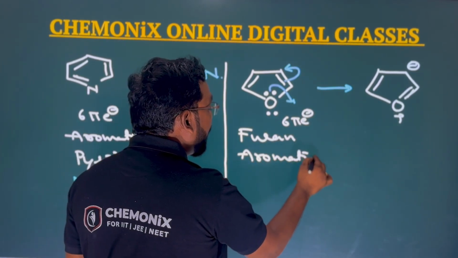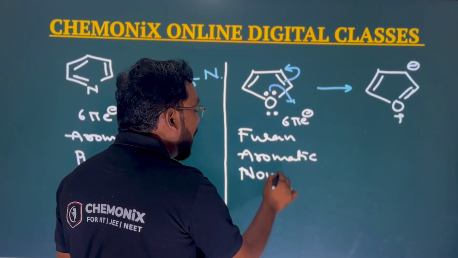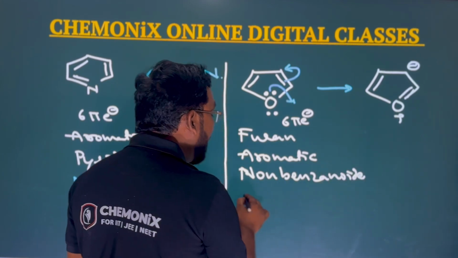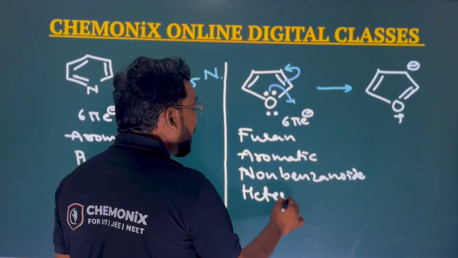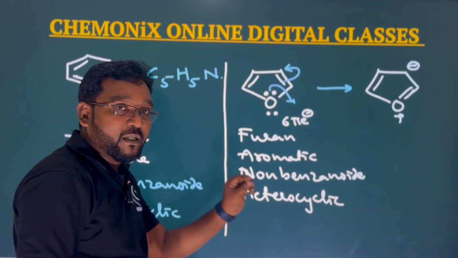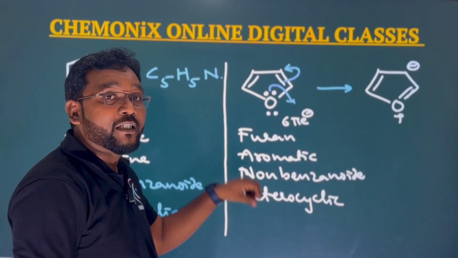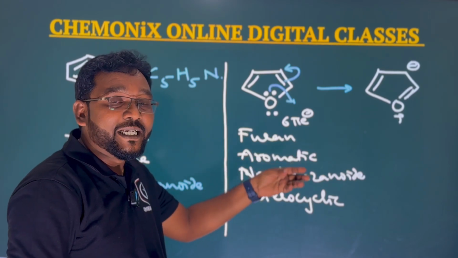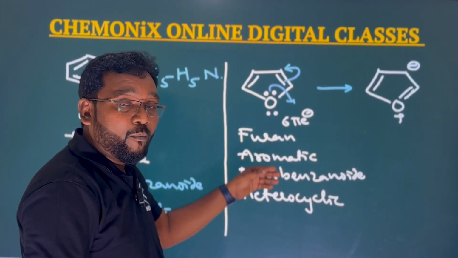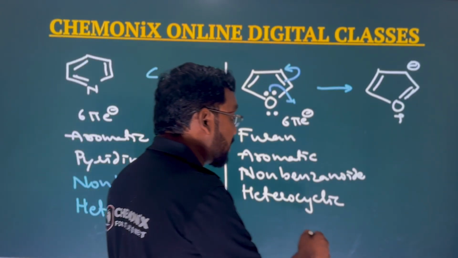And this aromatic compound, is it containing the benzene ring? No. So therefore, this is called a non-benzenoid aromatic compound, and it is a heterocyclic compound. This is a 5-membered cyclic ring. It is a heterocyclic compound, and this heterocyclic compound is an aromatic compound without benzene ring. Hence, it is called a heterocyclic non-benzenoid aromatic compound here. Like that we have some other examples also to discuss. Let me tell you those examples here.